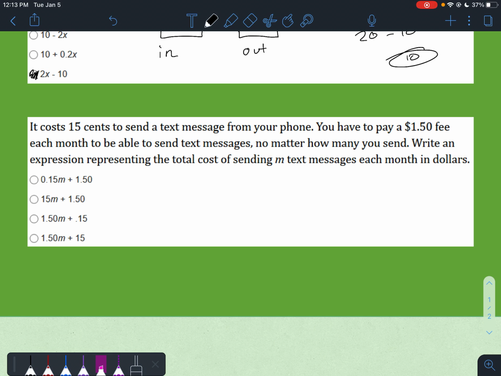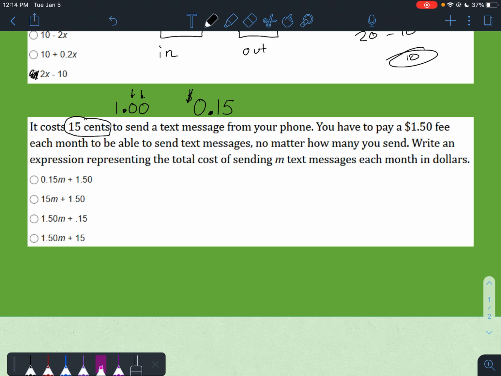And then it costs 15 cents to send a text message from your phone. So this is a little outdated, but you have to pay $1.50 each month to be able to send text messages, no matter how many you send. Write an expression representing the total cost of sending M text messages each month in dollars. So now, there's a couple things going on. 15 cents. How many dollars is 15 cents? We want to think about that, right? If $1 is 1.00 and 15 cents, the cents is going to be the decimal places, it's going to be $0.15. So 15 cents is $0.15.